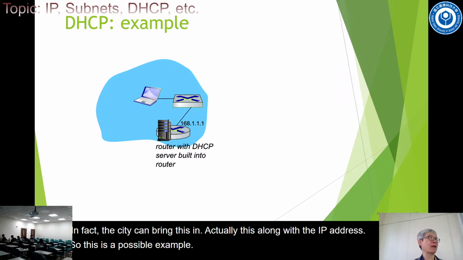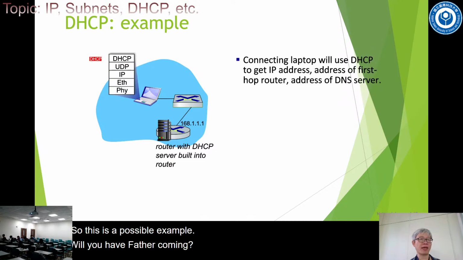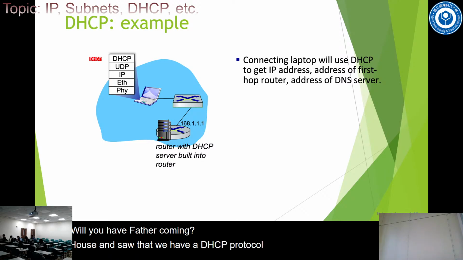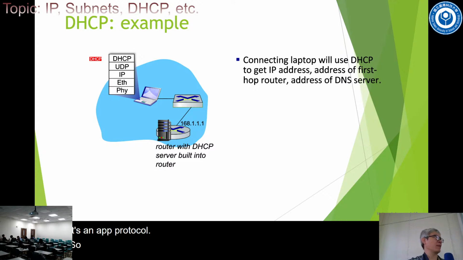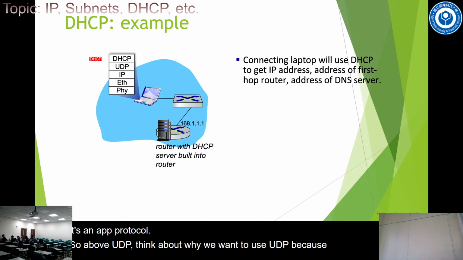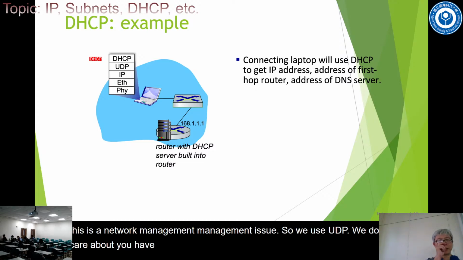We have the coming host, and so we have a DHCP protocol. And the DHCP protocol actually is an application protocol above UDP. Think about why we want to use UDP. Because something like this is a network management issue, so we use UDP. We don't care whether you have it or not, so we choose UDP.